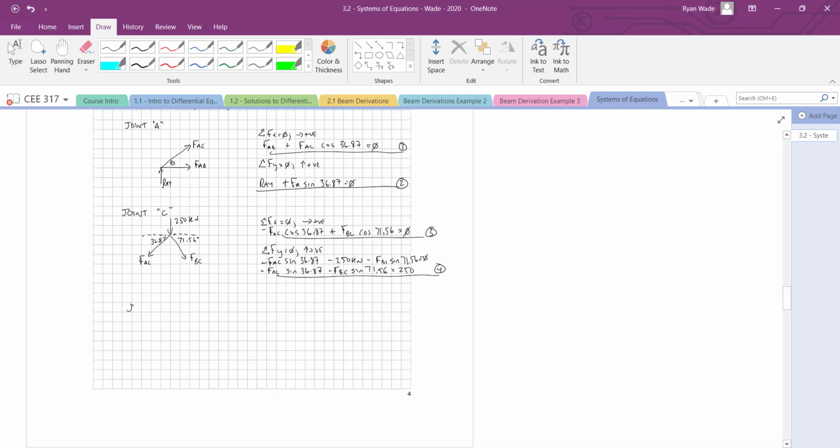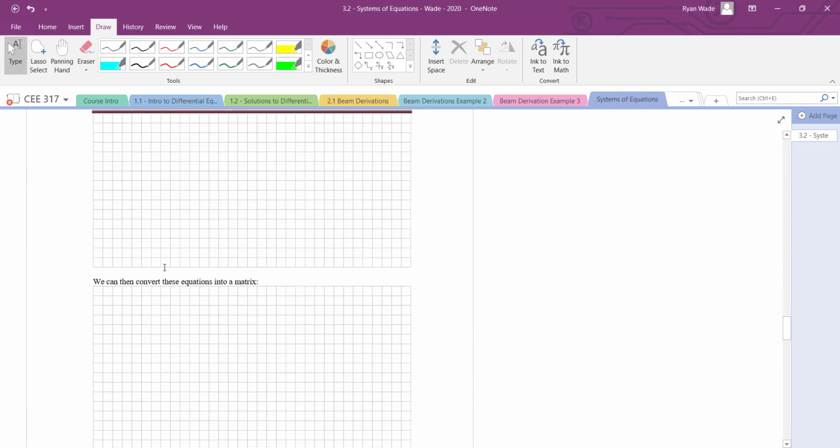And finally, we're going to do joint B. I don't know if I should do it here, if I have room down below. Just give me a sec. No, I'm going to do it right there.